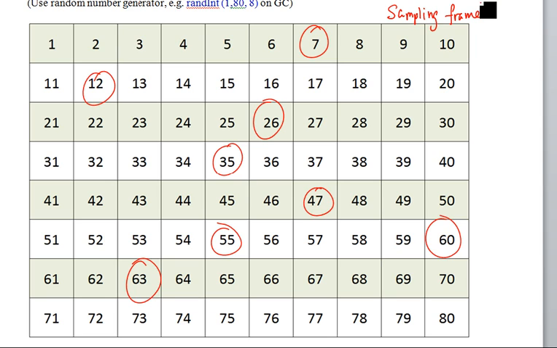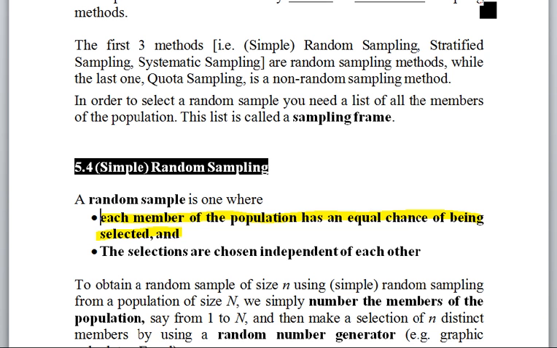Just like if I want to do simple random sampling on VJC students, I need to have the registered class list and I know all the names of all of you. Then I can randomly select one. Then I can select 10 of you and say, okay, these 10 go to survey. So you need a sampling frame for this to be conducted. The word sampling frame appears in your notes. You need a list of all members of the population. This is called a sampling frame.